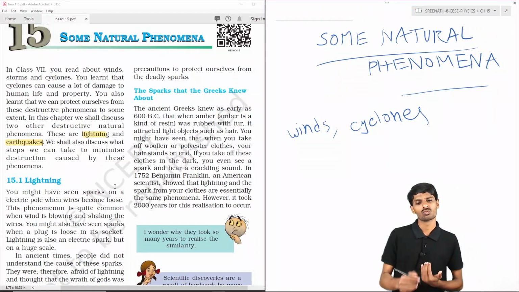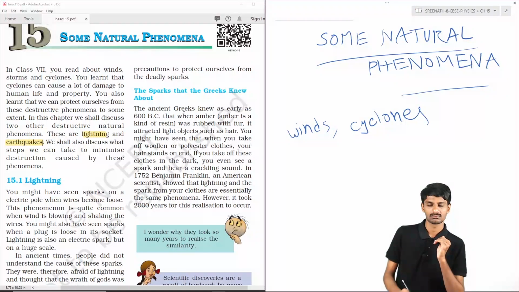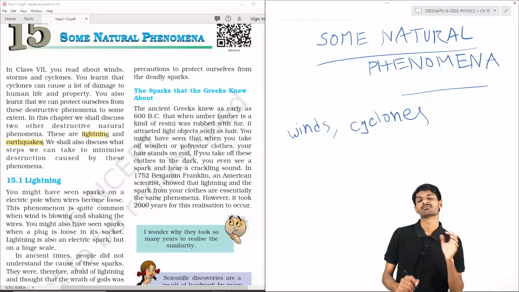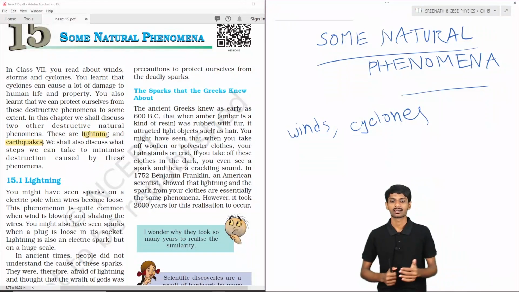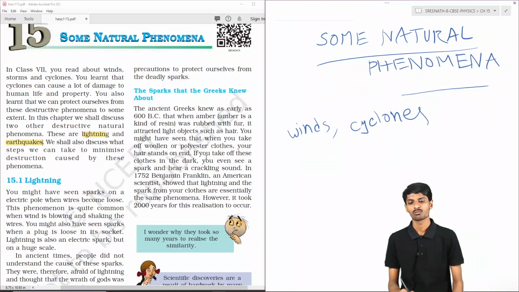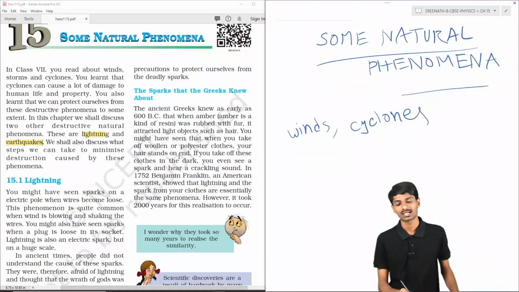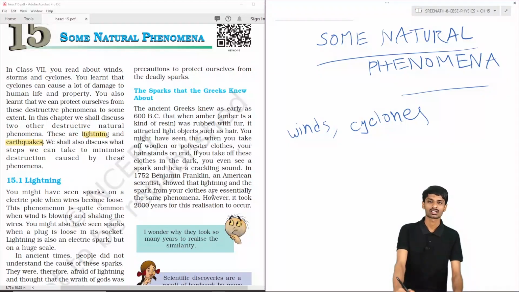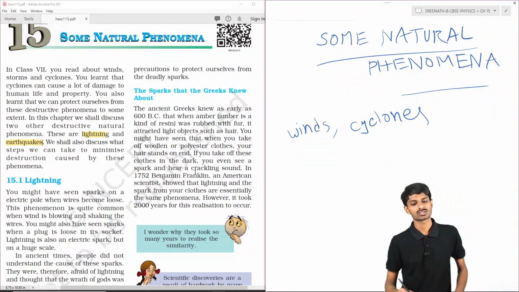So what are the sparks that the Greeks knew about? These were the ancient Greeks, before 1600 BC. What they knew, students, is that whenever an amber is rubbed with fur, it will attract light objects like hair. And we also know that whenever you take off woolen or polyester clothes, your hair strands stand on end, and if you do it in the dark, you will hear some crackling sounds and see some sparks also.